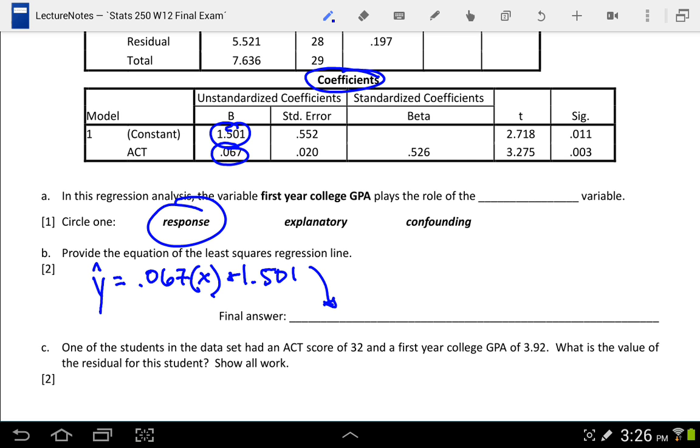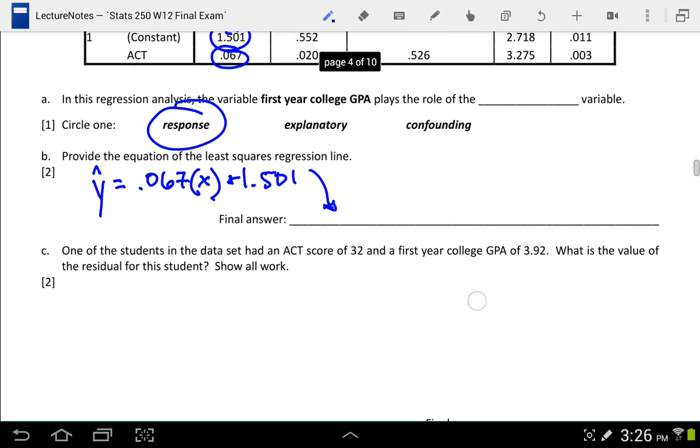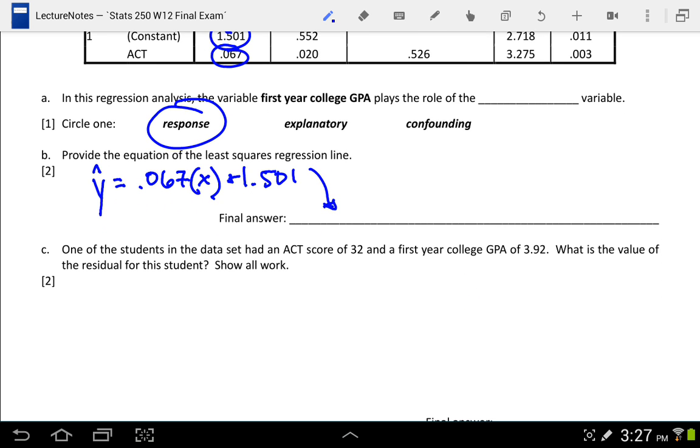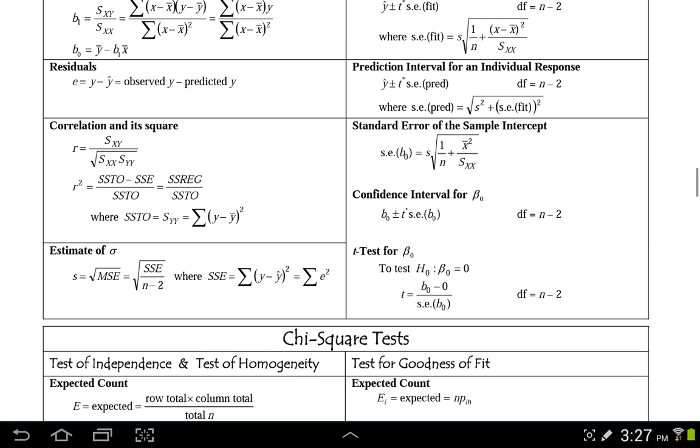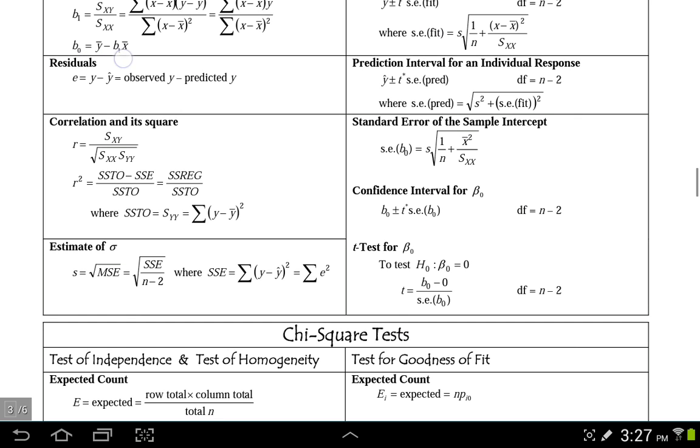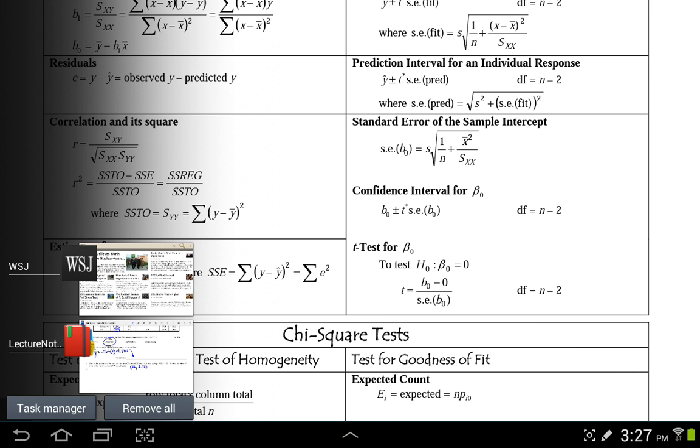Letter C says one of the students in the data set had an ACT score of 32 and a first year college GPA of 3.92. I'm going to first write that in coordinate form. What is the value of the residual for the student? Okay, well, if we refer to our yellow formula card, we can quickly remind ourselves that a residual is your observed y minus your predicted y.